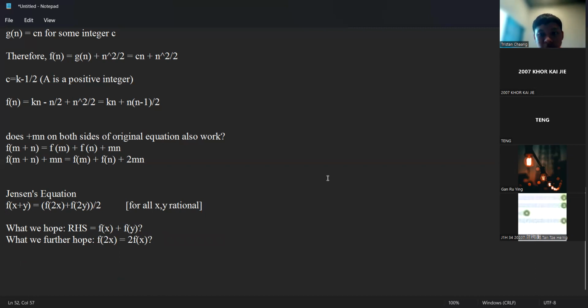Substitute x equals 0, y equals 2y. If I transform this into y and 2y already, you just have to substitute x is 0 or y is 0. So let's just put y is 0. So this is f(2x) plus f(0) over 2. And so we have a bit of a problem here. It seems that we are almost there. 2f(x) is f(2x) but plus this little junk, which is f(0).